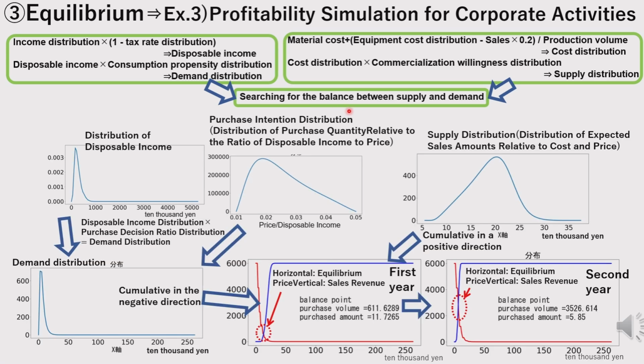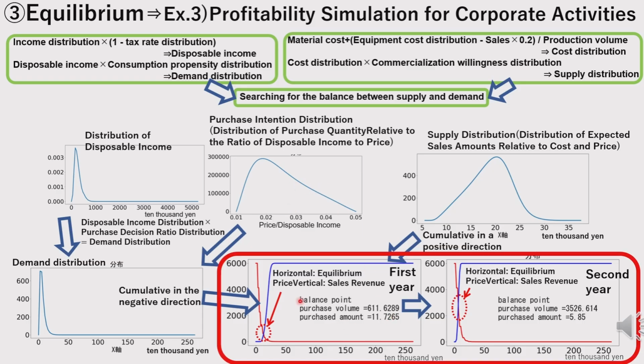This figure shows the equilibrium of the 2 distributions. The intersection of the 2 cumulative distributions represents the equilibrium price, and the height at that point corresponds to the sales amount. If 20% of the sales amount is allocated to capital investment for equipment depreciation, the cost decreases, the equilibrium price falls, and as a result, the sales amount increases in the second year.